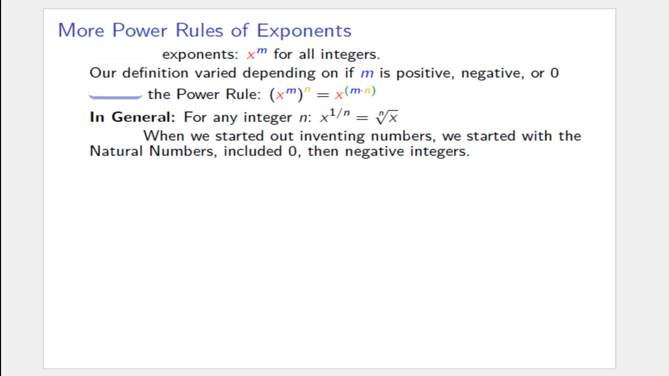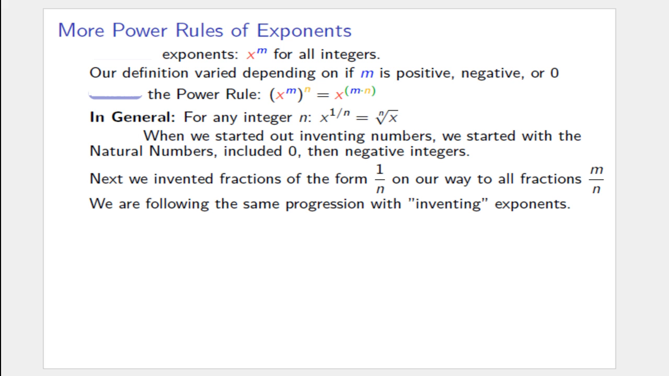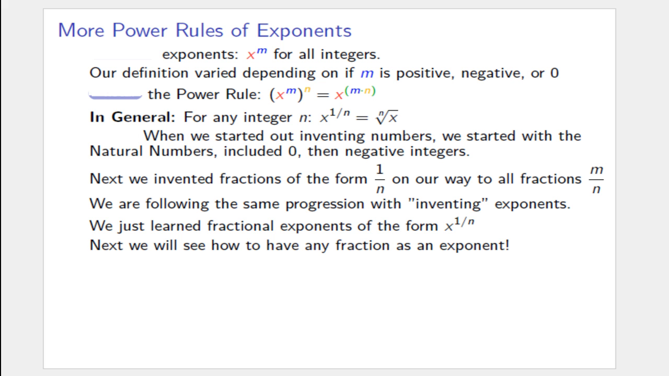It's fun to remember here that when we started out inventing numbers, we started with the natural numbers, then included 0, then negative numbers. Next, we invented fractions of the form 1/n on our way to all fractions m/n. We are following the same progression with inventing exponents. And we just learned fractional exponents of the form x to the 1/n. Next, we will see how to have any fraction as an exponent.